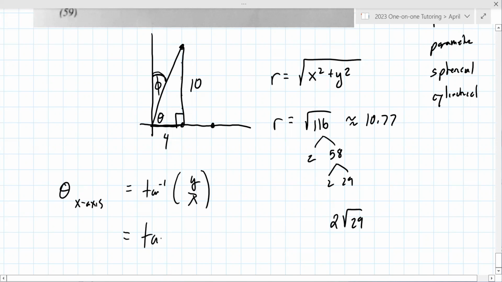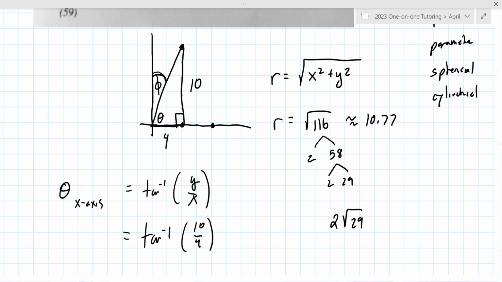This one is probably right to the calculator. I mean, you can just write arctangent of 10 over 4, but that doesn't mean much to most people because they don't have a reference for where that is. Gotcha. Okay, what do you got there?